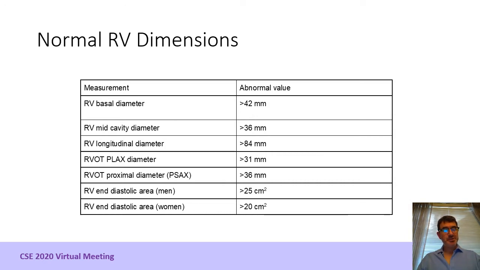Other measurements that we use include the parasternal long axis RVOT view, which is still one of the criteria for the diagnosis of arrhythmogenic cardiomyopathy, previously known as arrhythmogenic right ventricular cardiomyopathy.